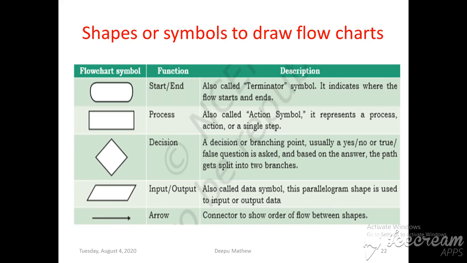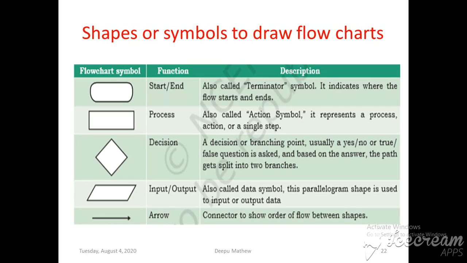The third one is the diamond. Diamond means decision. For example, in order to find the largest among two numbers, we check whether a is greater than b, or in other problems, whether amount one is greater than amount two. In such decision cases we use the diamond symbol. It is also known as branching. A decision symbol has two branches, a true case and a false case.